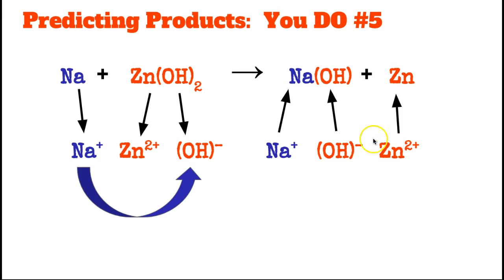Last thing we need to do is make sure this is balanced. You can see we have 2 hydroxides here, only 1 hydroxide here, so we're going to need to add a coefficient to balance that out. So we put a 2 here to get 2 hydroxides, but when we do that, we now have 2 sodiums, so we need to fix the other side by adding a 2 in front of sodium. So we have 2 sodiums, we have 2 hydroxides, and 1 zinc on each side.